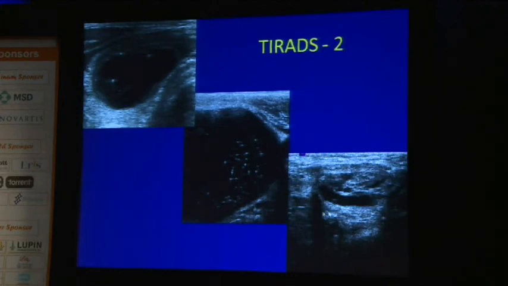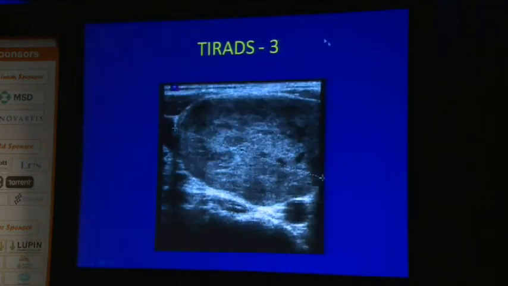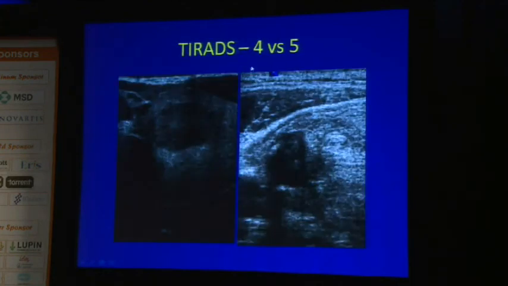This is a classical honeycomb lesion, which is commonly seen in nodular hyperplasia, again classified as benign. This is a classical TIRADS 3 lesion, which is an isoechoic, well-defined oval nodule. Whereas a TIRADS 4 lesion is an oval hypoechoic lesion. Hypoechogenicity is a feature of malignancy, but it does not have any other feature of malignancy.